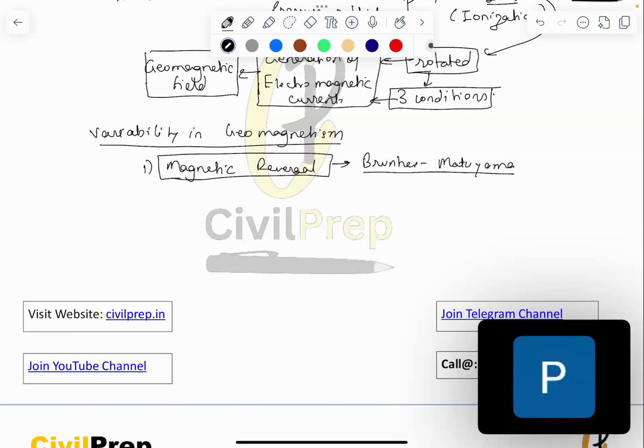Okay, Brunhes and Matuyama have given the part for the geomagnetic reversal. Now, when we look at a particular case for the geomagnetic reversal, here we will see that a report was given by the World Magnetic Model in the year 2020.